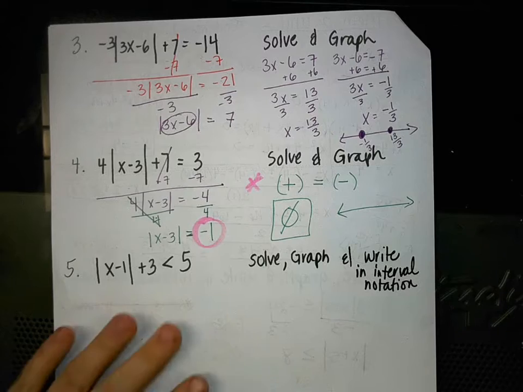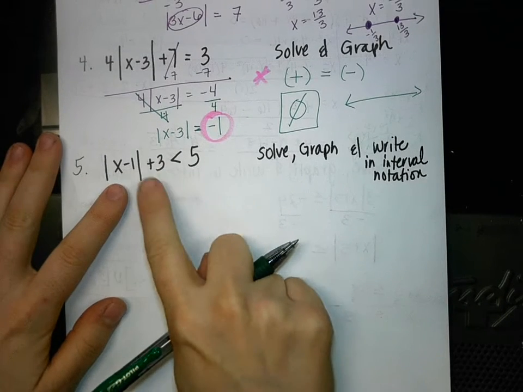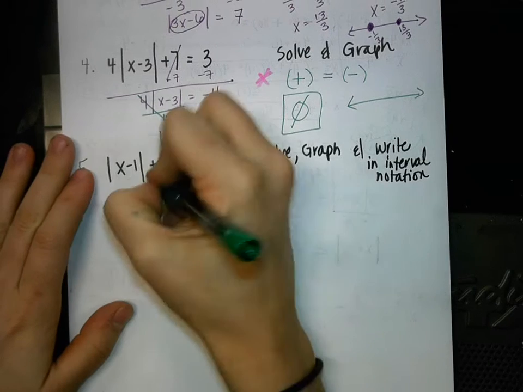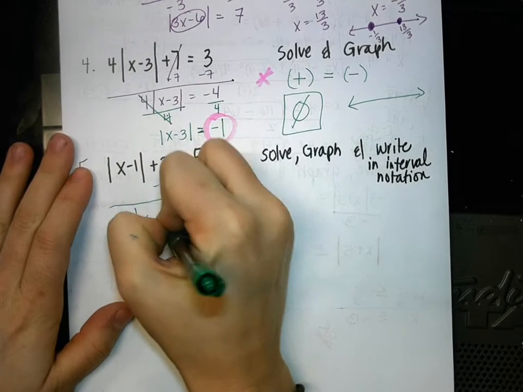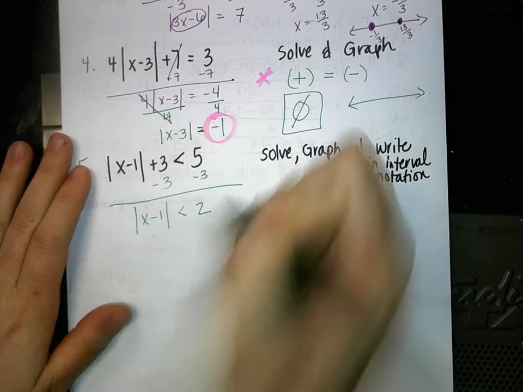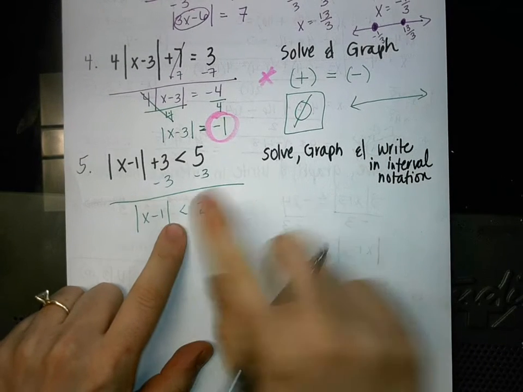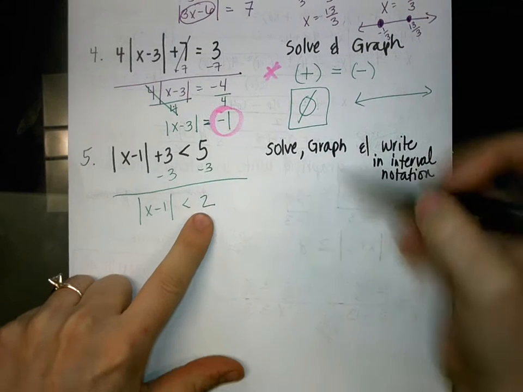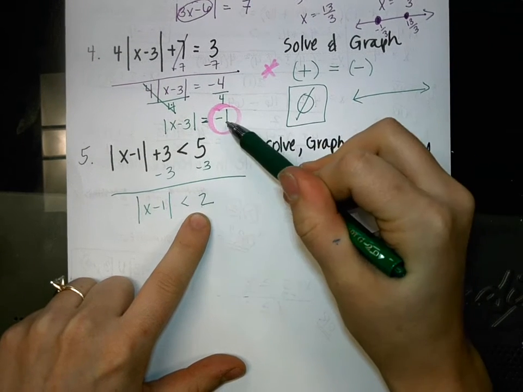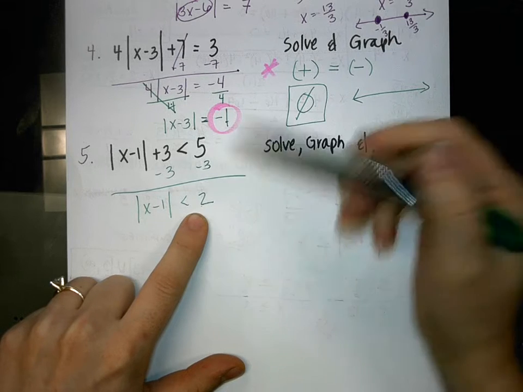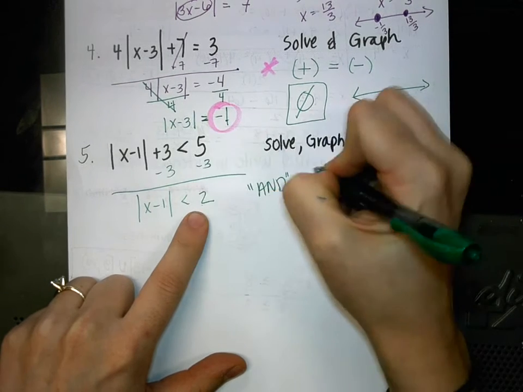Number 5. This is an inequality, but I still need to isolate the absolute value first, so I'm going to subtract 3. Now that my absolute value is isolated, I need to analyze if this is a special case. This 2 is positive, not negative like on number 4. So this is not a special case. The next thing to determine is if it's an AND problem or an OR problem.